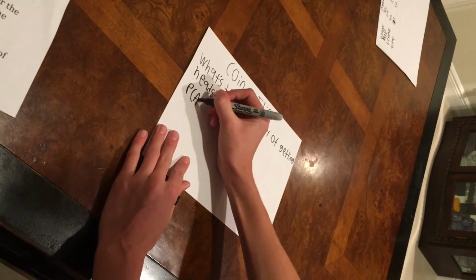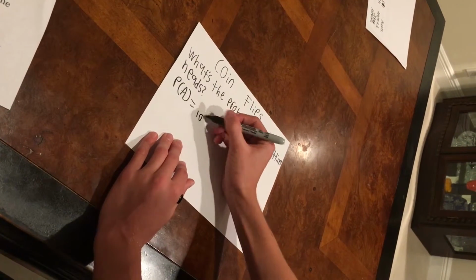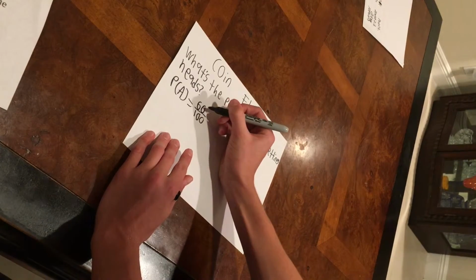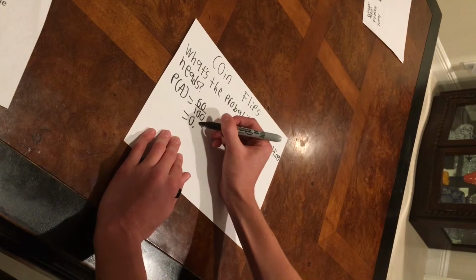First, to find the probability, we must put the number of outcomes corresponding to event A over the total number of outcomes in the sample space. So we're going to look for P of A, or the probability of getting heads. So let's say we do 100 coin flips, and out of those 100 coin flips, 60 of those get heads. So that would make the probability of getting heads 0.6.